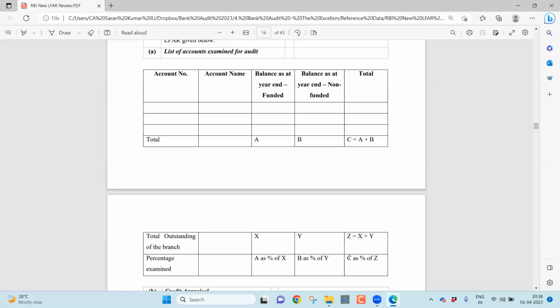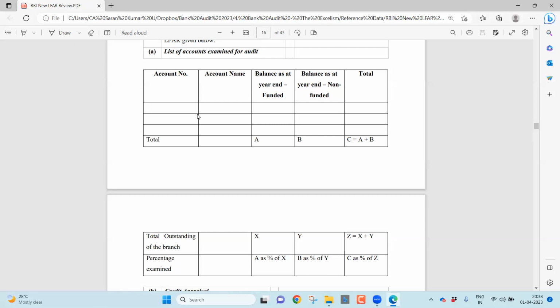I may add another 20 accounts here. But I feel that's a very wrong habit and you will be at risk, because once you keep the accounts you examine for the audit in this table, it is evidence you are giving to the regulator that you have audited all these advances.